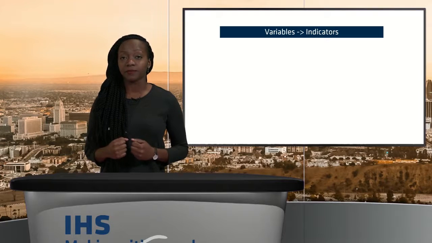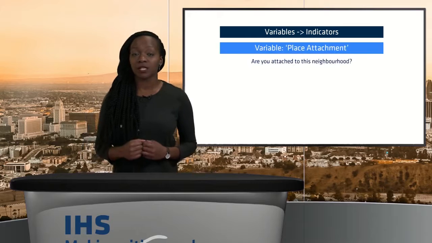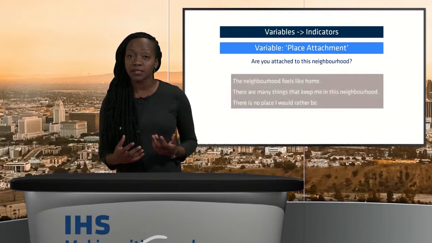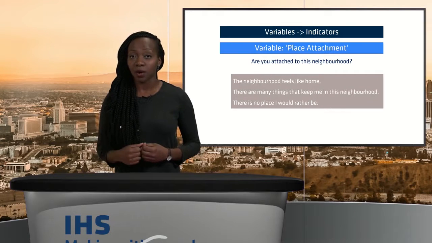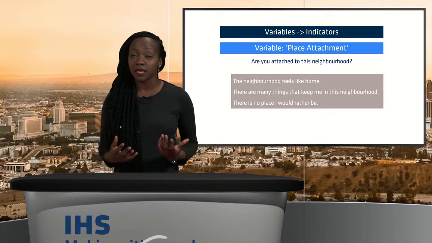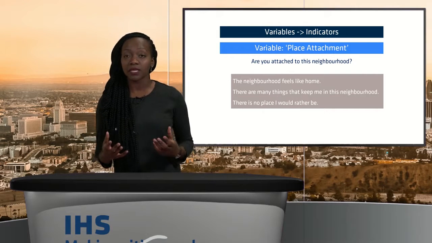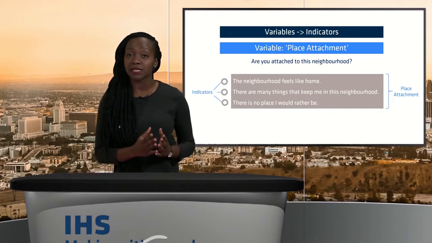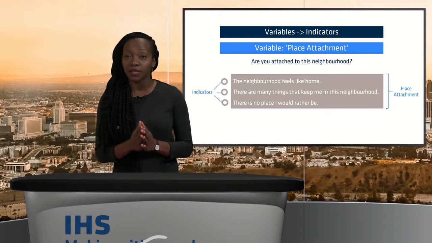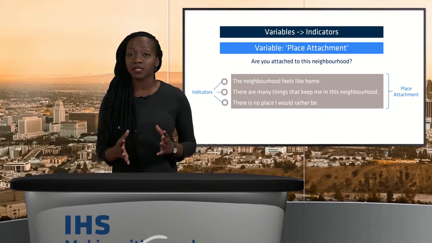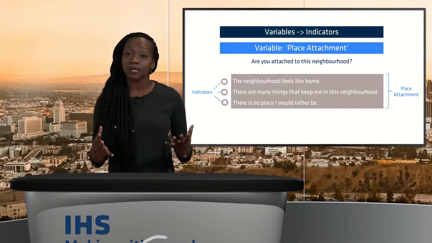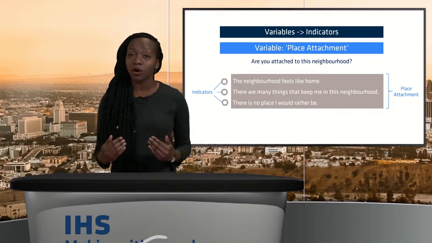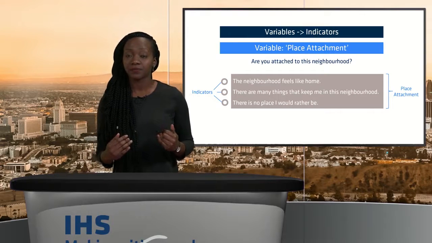Let me explain further. Suppose you want to measure place attachment of individuals in a particular neighborhood. You could have responses such as, "The place feels like home," "There are many things that keep me in this place," and "There is no place I would rather be." All these three indicators refer to place attachment as a variable and would be combined together. Sometimes these indicators could be on a Likert scale, and it would be best to measure each of the different indicators on the same scale or assign the same options for each of the indicators.